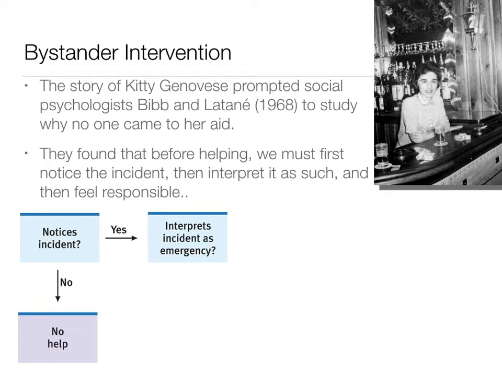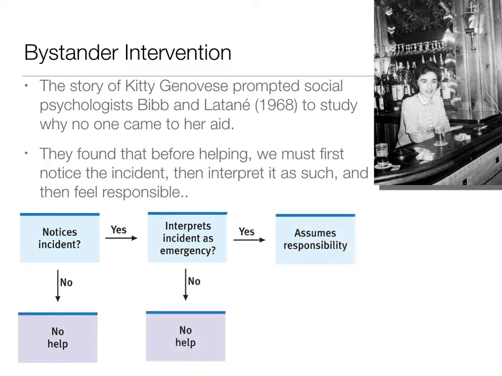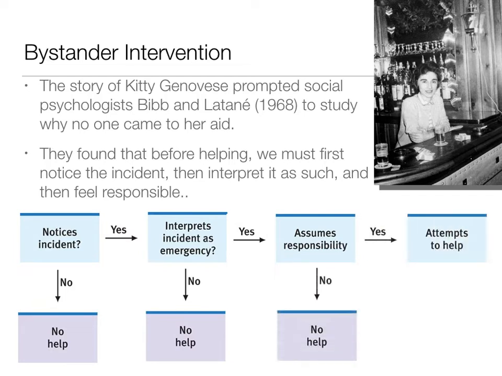So we go to the next question. Do you interpret the incident as an emergency? If you interpreted the incident as an emergency, you go to the next piece. Are you going to assume responsibility? If you don't interpret the incident as an emergency, there's going to be no help. So in the assume responsibility step, if you assume responsibility for the situation, you're likely to help. If you don't assume responsibility, you're not going to be able to help.